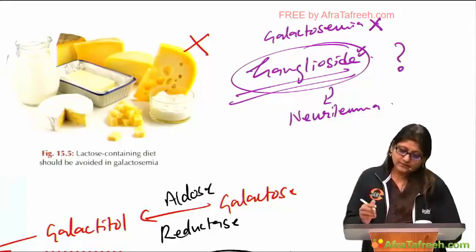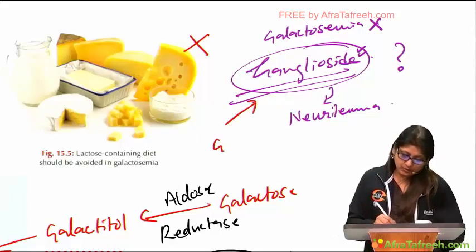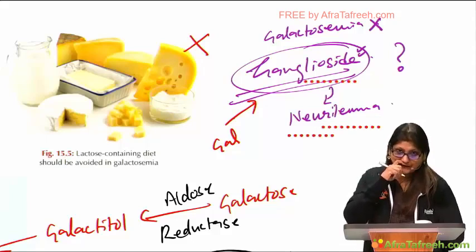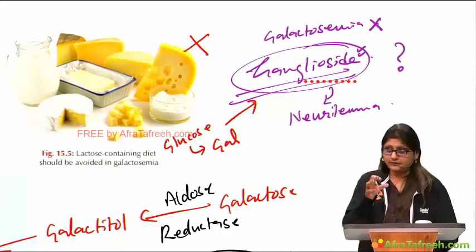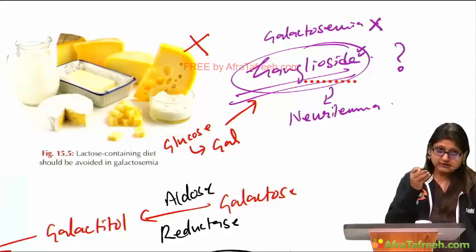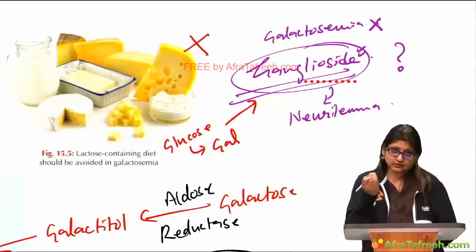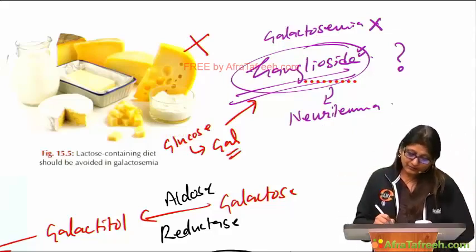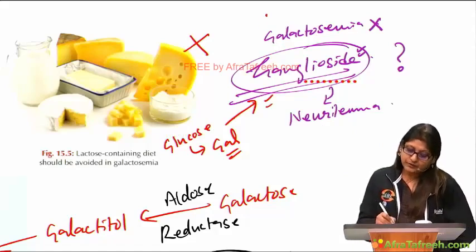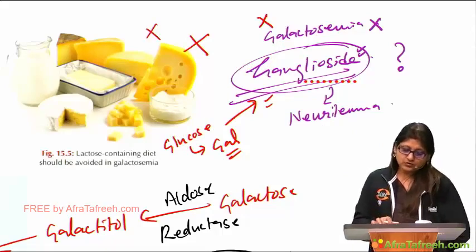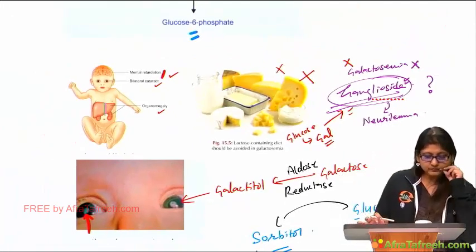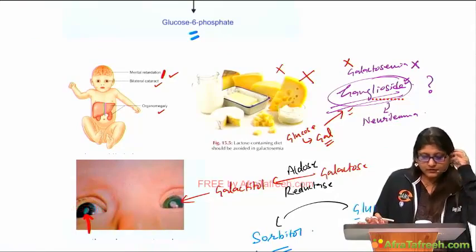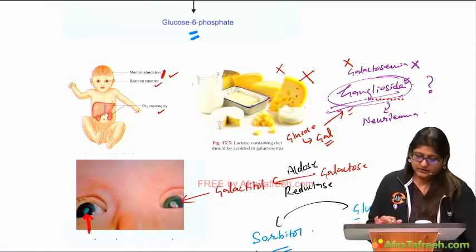You say that the required amount of galactose for making ganglioside can be produced from glucose itself. In the nerve sheath cell, there is a very strong pathway which can convert a small amount of glucose to galactose, and that can be utilized for making ganglioside. So big no to galactose and lactose in a baby with galactosemia. All right, very good. This is about galactosemia.